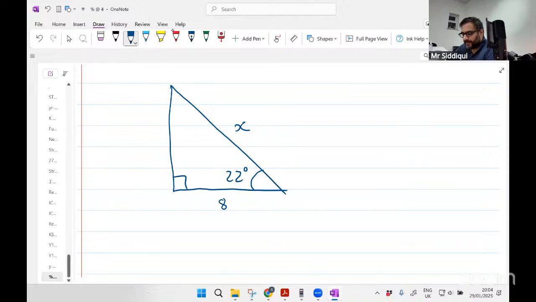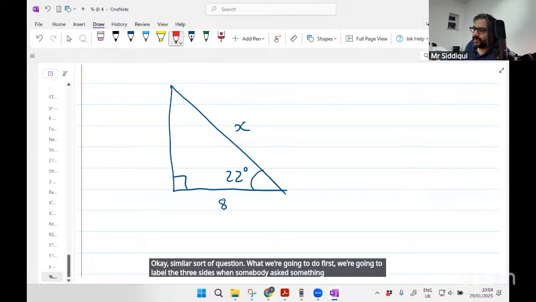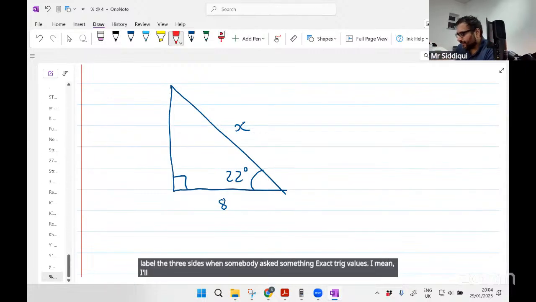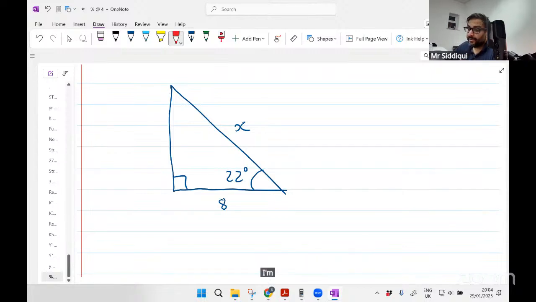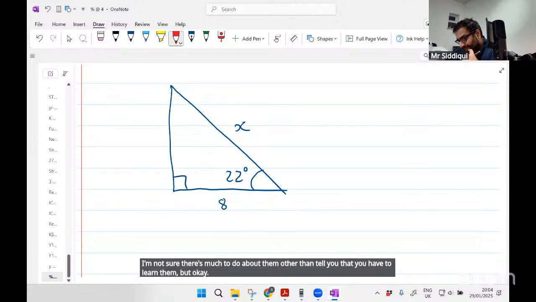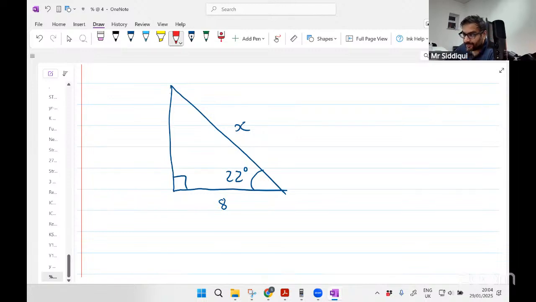Okay, similar sort of question. What we're going to do first, we're going to label the 3 sides. Somebody asked something about exact trig values. I'll come to that in a second. I'm not sure there's much to do about them other than tell you that you have to learn them, but I'll do them in a second.